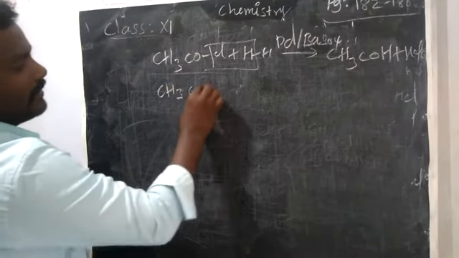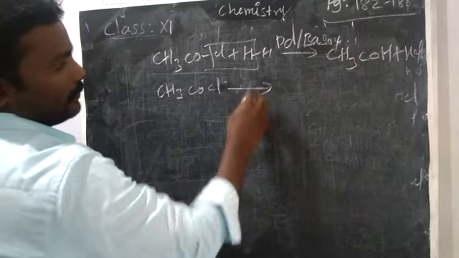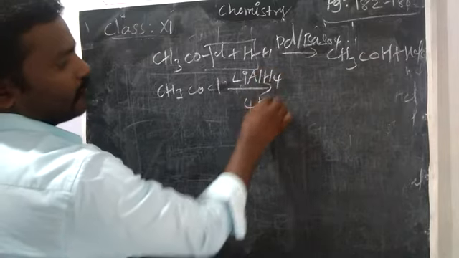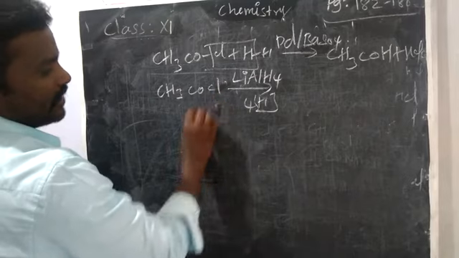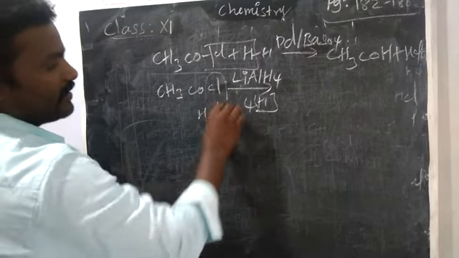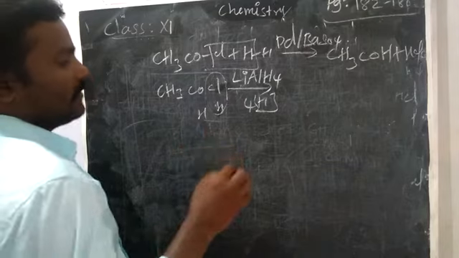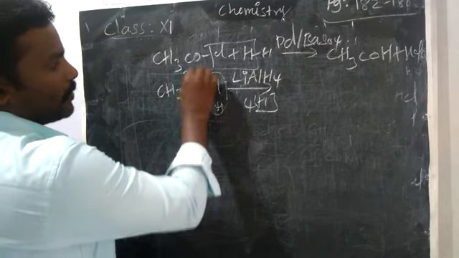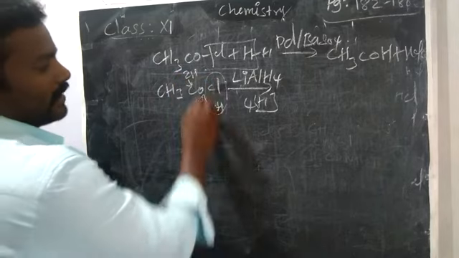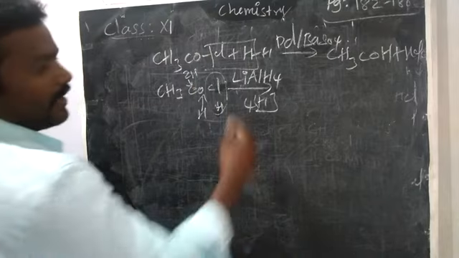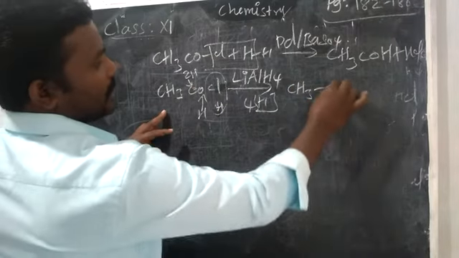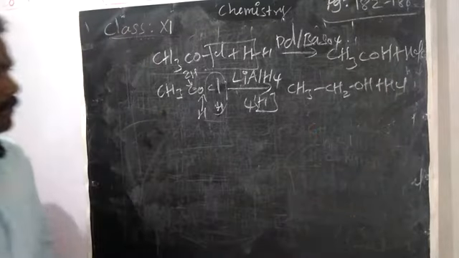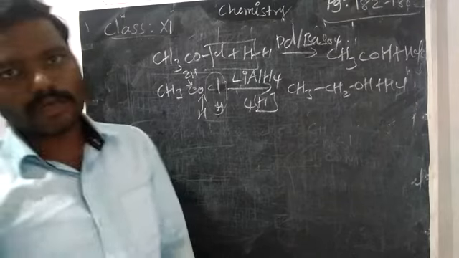Then another reduction with lithium aluminum hydride. Lithium aluminum hydride will give 4 hydrogens. 1 hydrogen will combine with this Cl, so HCl will go out. Then we have 3 remaining. 2 hydrogens you can add on the carbon, 1 on the oxygen. So the double bond present in between becomes a single bond. So CH3CH2OH plus HCl, right? So all the chemical reactions of acetyl chloride are over.